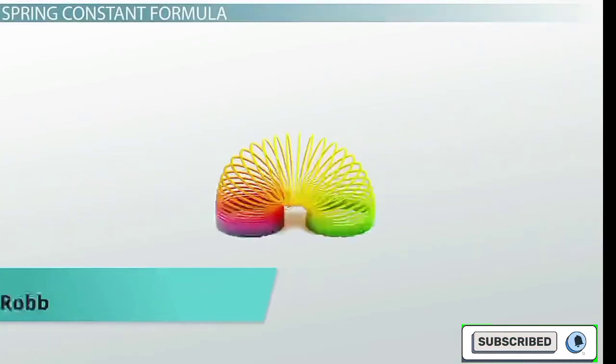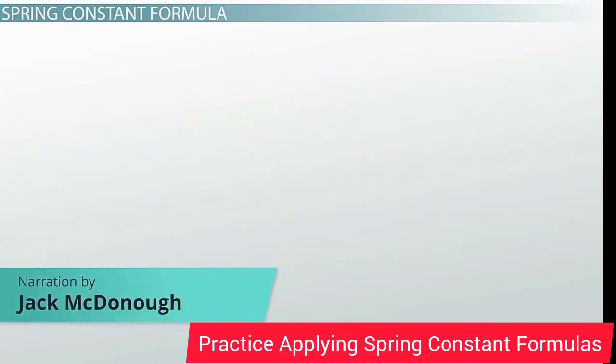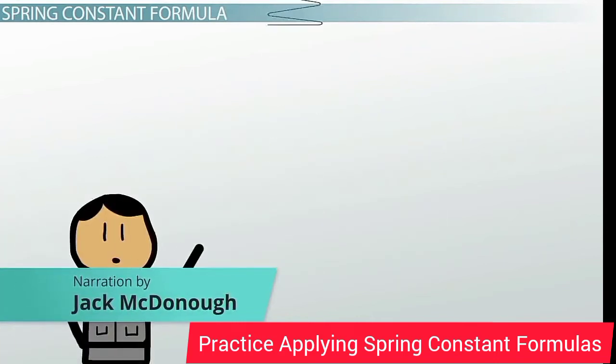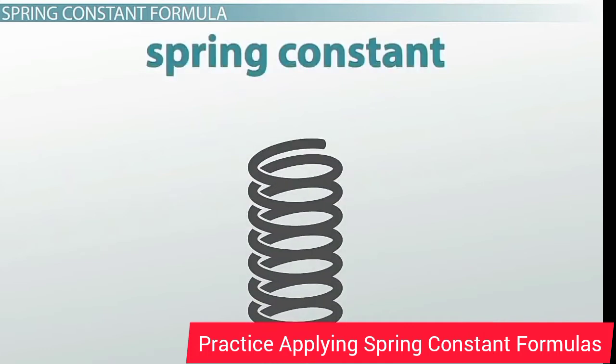Have you ever played with a slinky? A slinky is a type of spring. When you hang the slinky, it will spring back and forth until it settles at equilibrium. The motion of the slinky is based on an idea called the spring constant.